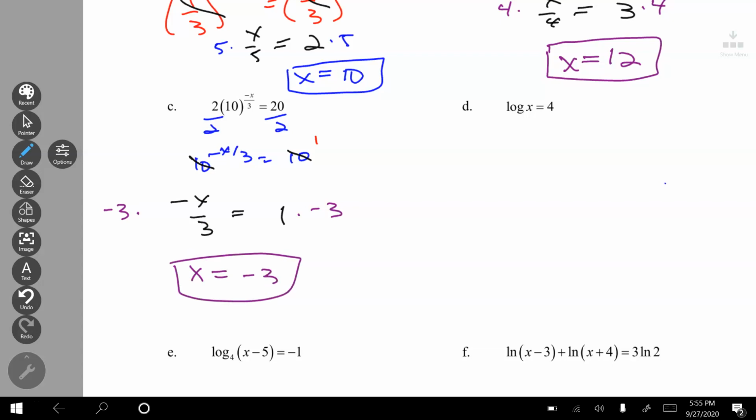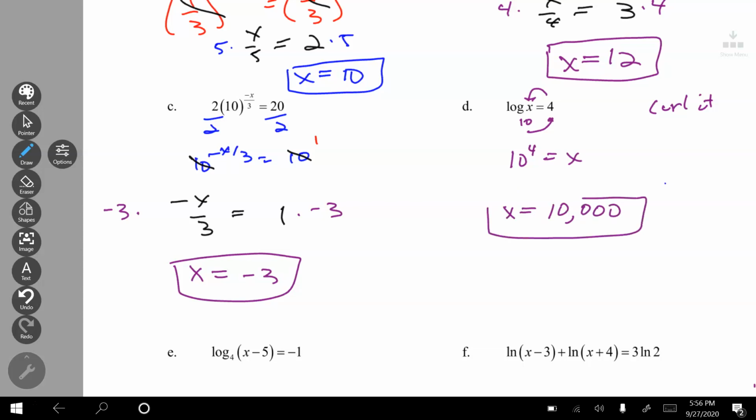This next one is a log problem, and to solve a log problem, I need to curl it at some point. There's nothing else going on in this problem, so I can just write a 10 and curl it. I get 10 to the 4th is equal to x, or x equals 1 followed by 4 zeros, or 10,000.